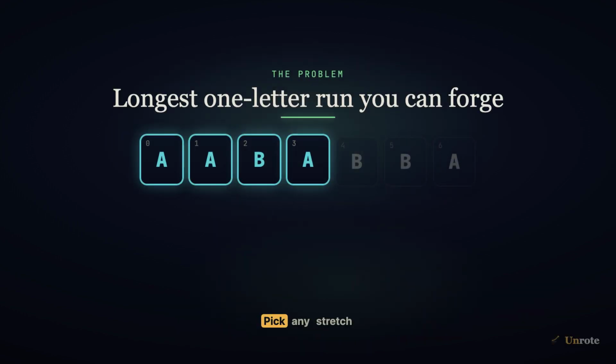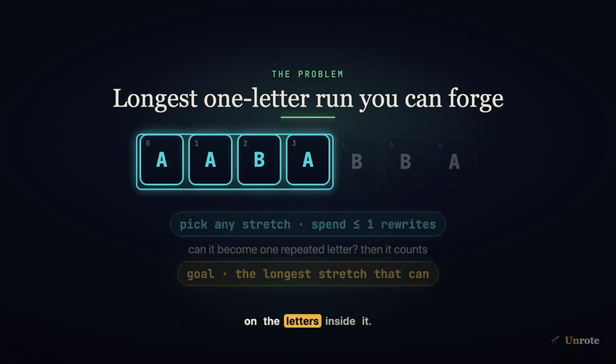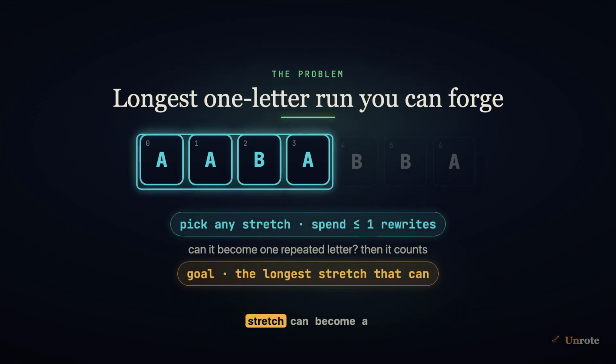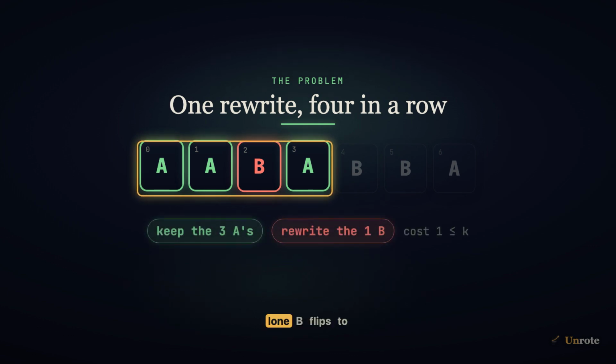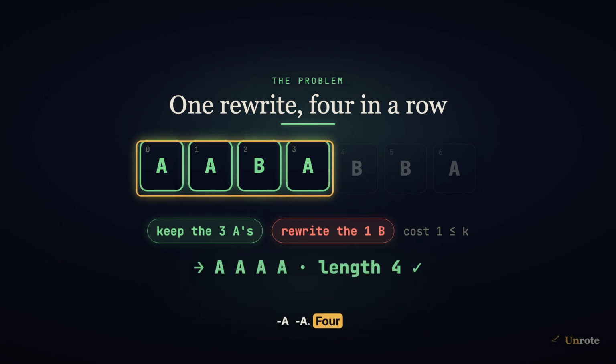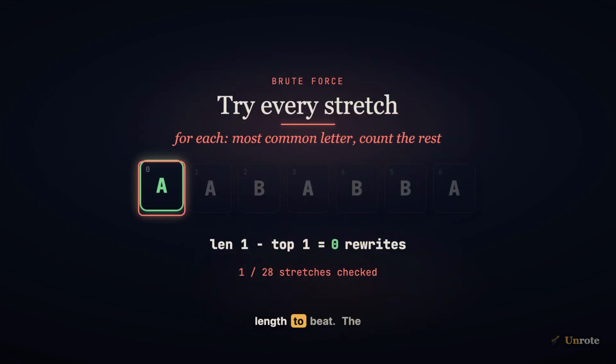Let's pin it down. Pick any stretch of the string and spend at most k rewrites on the letters inside it. If that whole stretch can become a single repeated letter, it counts. Out of all the stretches, we want the longest one that's reachable. Take this run of 4, AABA. With one rewrite, the lone B flips to an A, and the whole thing reads AAAA. Four identical letters for a single swap, so 4 is the length to beat.